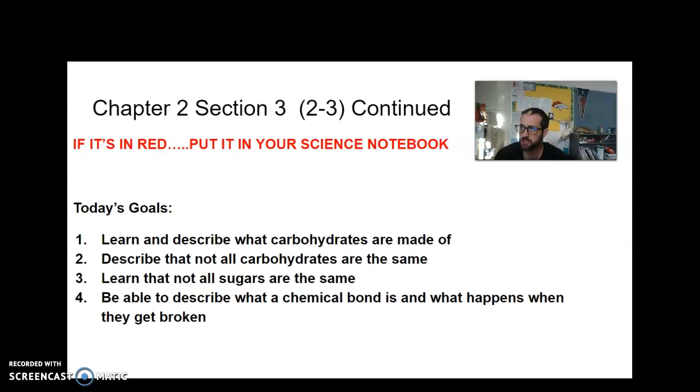So this is going to be a continuation of Chapter 2, Section 3. If it's in red in here, you're going to put that in your science notebook. Okay, here's today's goals. Number 1, learn and describe what carbohydrates are made of. 2, describe that not all carbohydrates are the same. 3, learn that not all sugars are the same. And 4, be able to describe what a chemical bond is and what happens when they get broken.